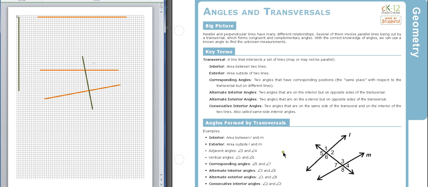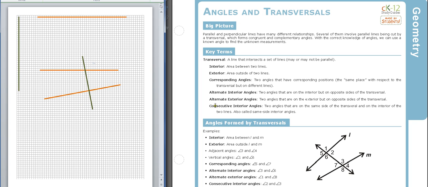Now, alternate exterior angles are two angles on the exterior, but on opposite sides of the transversal. So alternate exterior angles would be angles like 1 and 8, 4 and 5. So exterior angles would be 1 and 8, and then the pair 5 and 4.